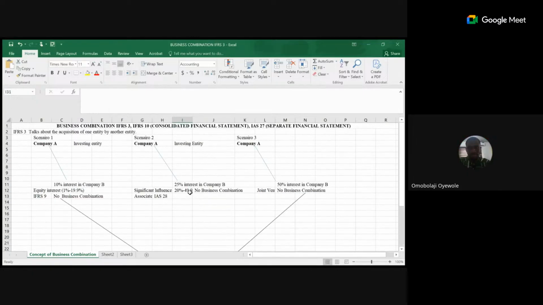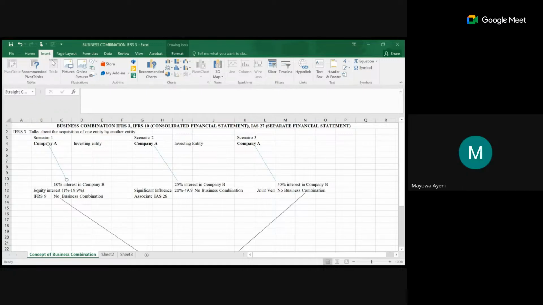So it means that these three guys are lacking something. What are they lacking? Control. So because they are lacking control, we can't say they have a controlling interest in that company. Do we understand? So that's what I said. In the first scenario, there is no business combination. In the second scenario, there is no business combination, but just a significant influence. In the third scenario, there is no business combination.